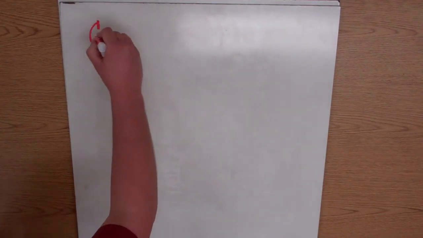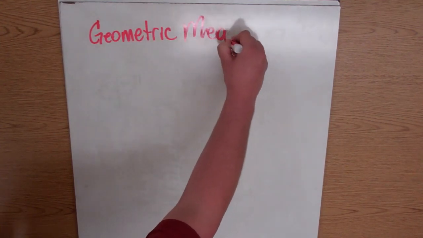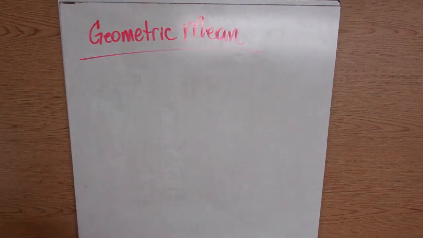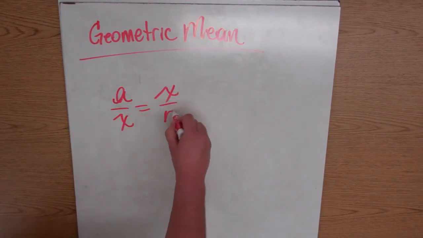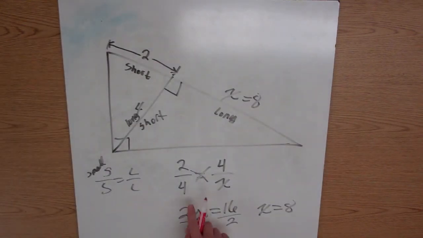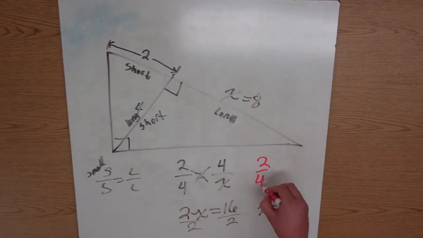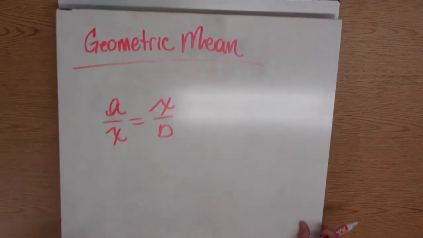Now, let's go over one more concept real quick. It is called, I'm going to write in red, it is called geometric mean. All right? Basically, if you ever have a proportion that looks like this, a over x equals x over b. Well, if you look at that previous problem, okay, we have 2 over 4 equals 4 over 8. Look at there, okay? These two are the same, all right?